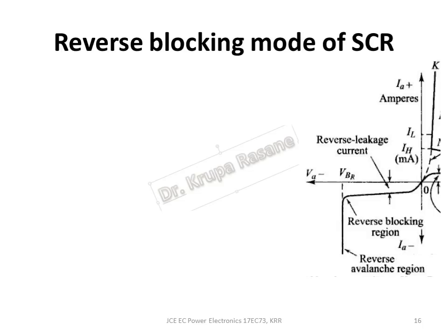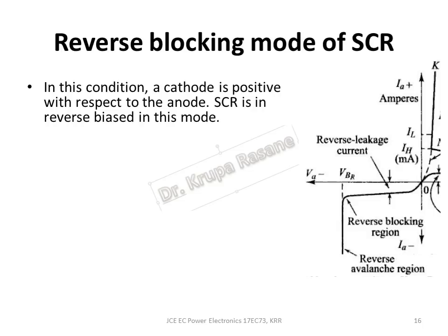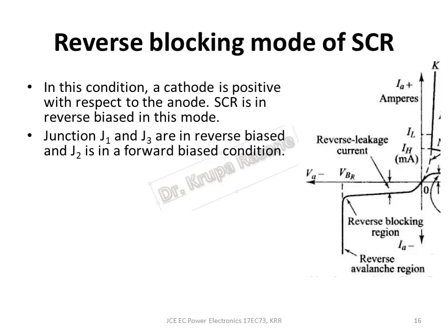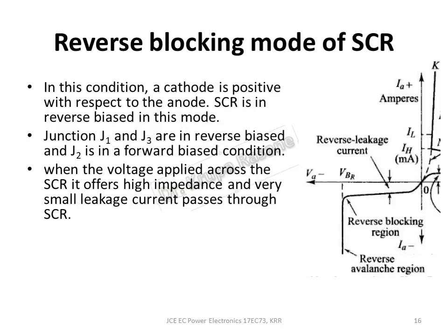Next is the reverse blocking mode. We know we are talking about the third quadrant here. In this condition, the cathode is positive with respect to the anode and the SCR is in the reverse biased mode. The junctions J1 and J3 are reverse biased here and J2 is forward biased. When the voltage is applied across the SCR, it offers high impedance and a very small leakage current passes through the SCR. So no current will pass here. You can see the current is very less. This is the current axis. So current is very less and it has a high voltage across it.